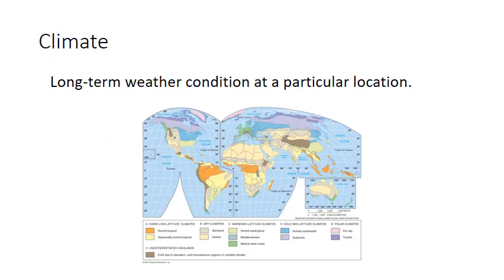Climate is a long-term weather condition at a particular location, and it can have a significant influence on how we lead our lives. For example, the type of housing, clothing, even food that is available can be dictated by climate.